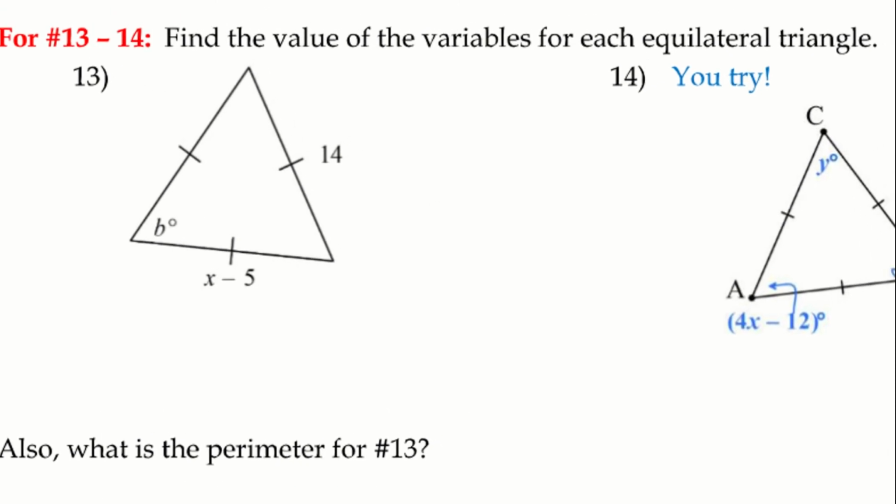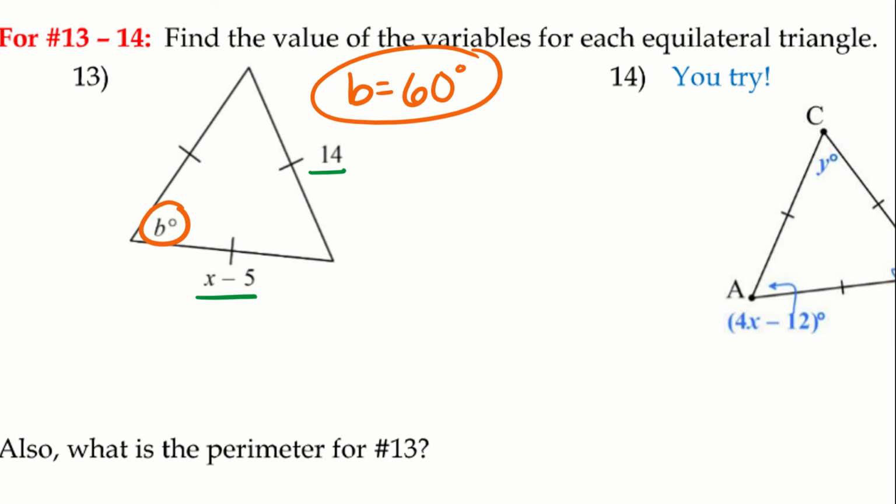So find the value of the variables. So let's start with the angles. Angles are usually some of the easier ones to start with. So each angle is 60 degrees, which means B has to equal 60 degrees. All right, and then all of the sides are the same. So we have 14, so x minus 5 also has to equal 14, and then over here also has to be 14. So let's go ahead and solve this.